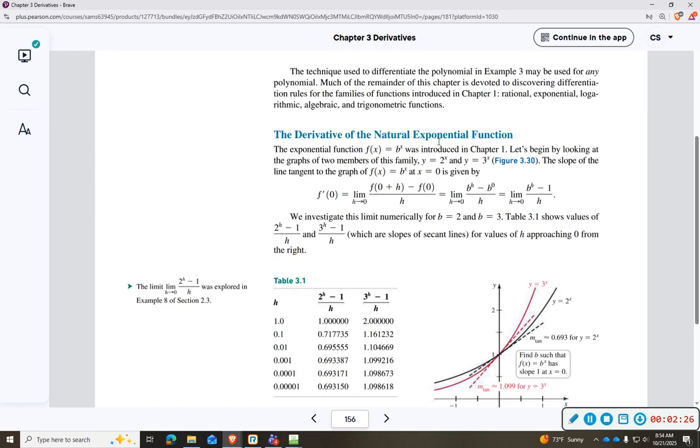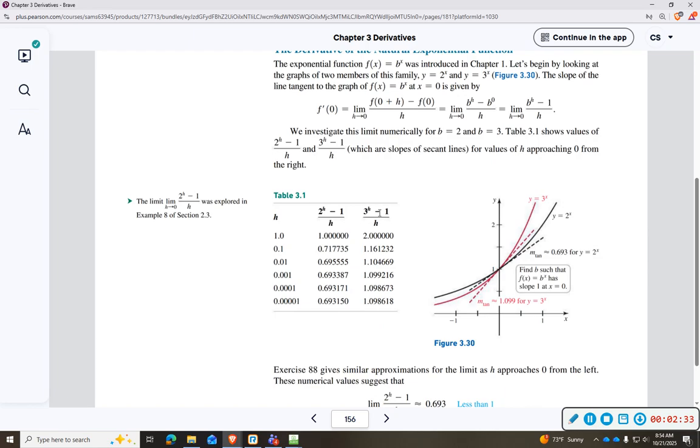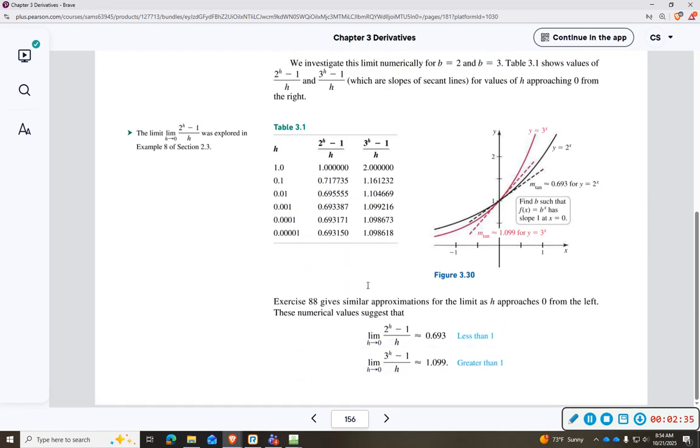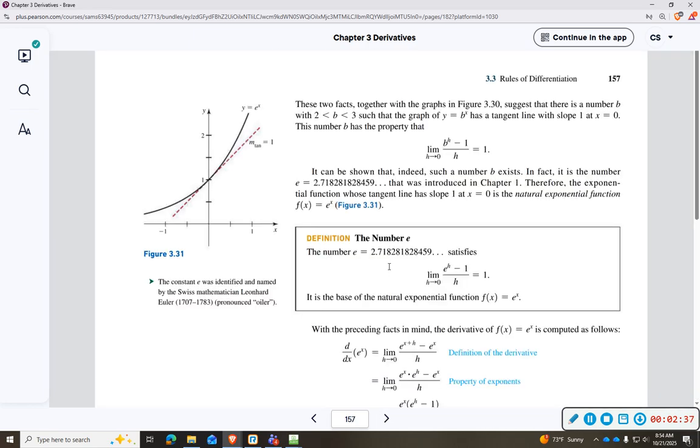And then we do the derivative of the natural exponential function. There's the proof of it. The short of it is if you want to take the derivative of e to some power, it's just going to be e to that power. And this is just a natural exponent where you don't have some constant or multiple up there.